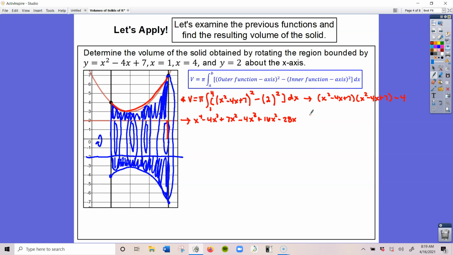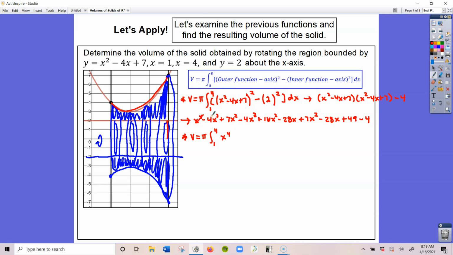Now distribute the 7, so plus 7x squared minus 28x plus 49, and then we can't forget about the minus 4 at the end. So now we can combine all of these things together. So we can write out our volume. Volume is going to equal pi, the integral from 1 to 4 of x to the 4th.